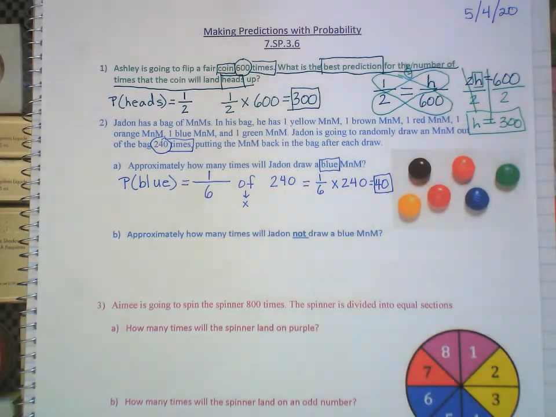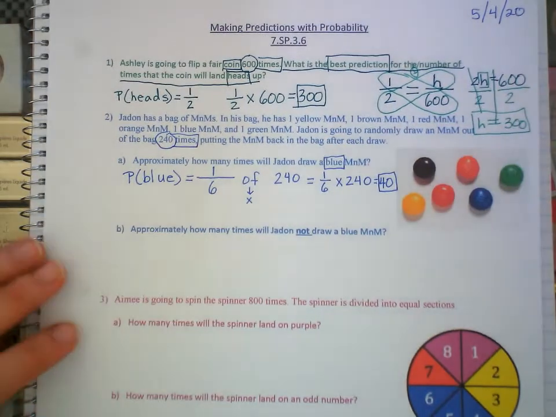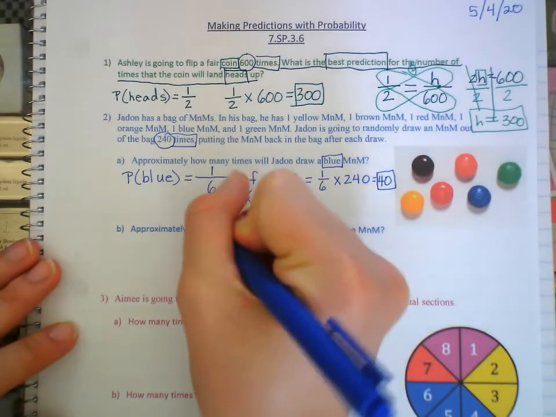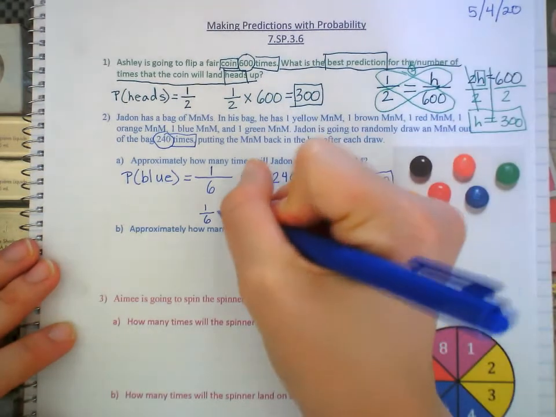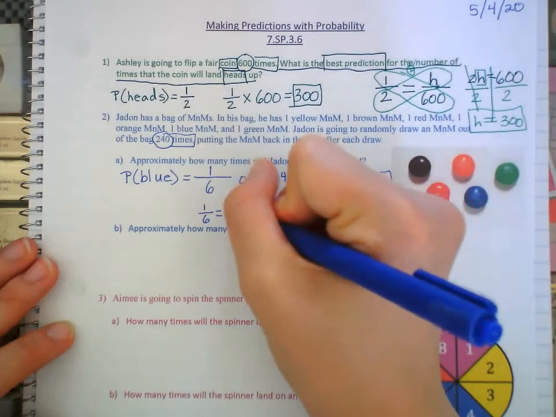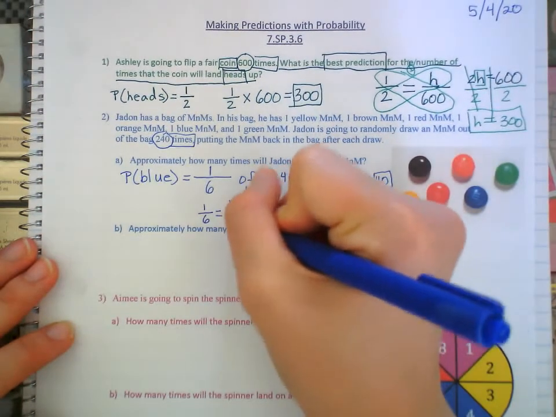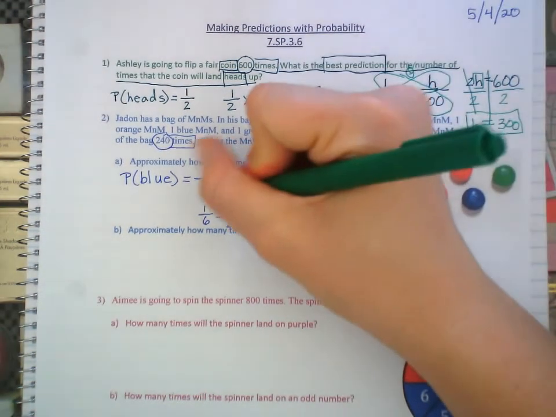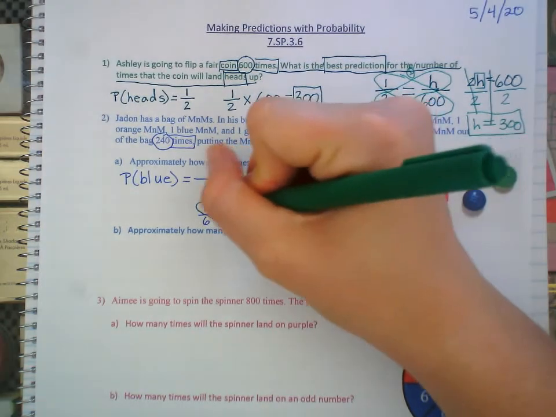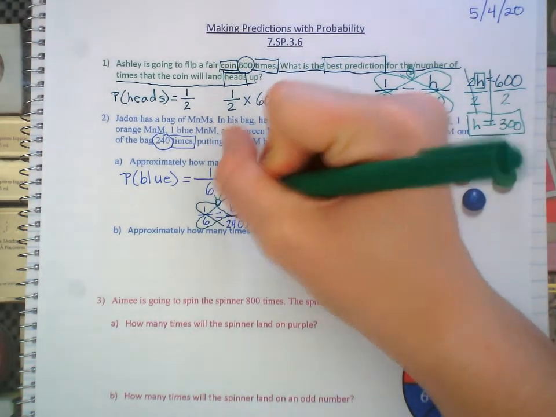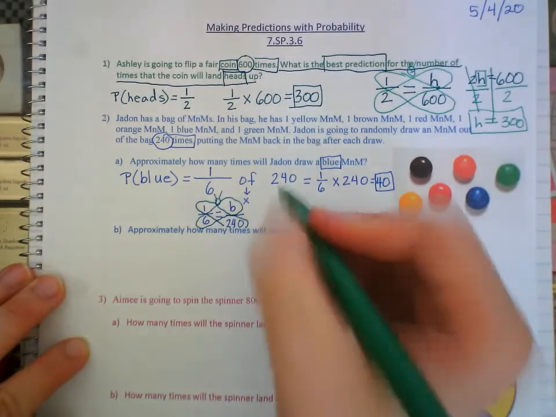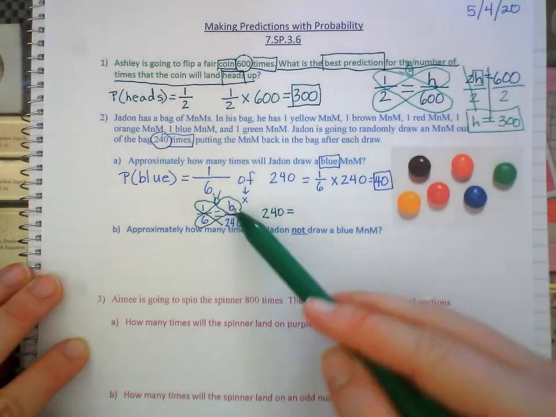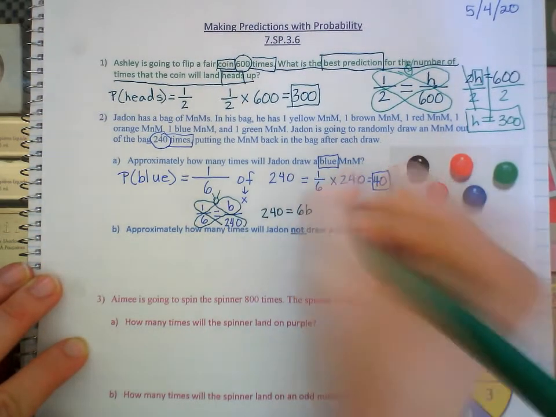It's not going to be exactly 40. We're making a prediction. So if you like that way, then go for it. If you'd rather do the butterfly way, then you do 1/6, the probability, equal to, well, how many times are we going to draw blue out of 240 times? Then you draw your butterfly, meaning you cross multiply. So 1 times 240 is 240. Equal sign in the middle. 6 times b equals 6b.